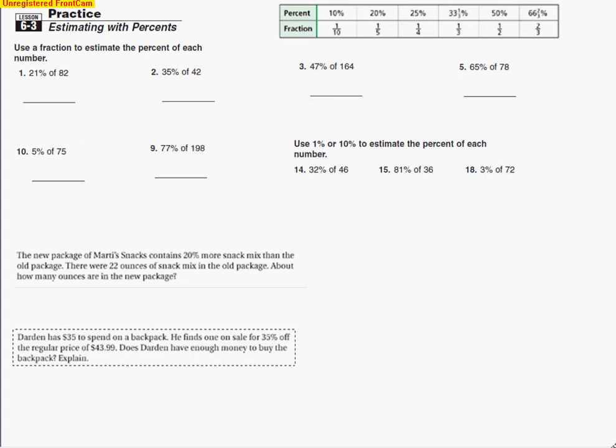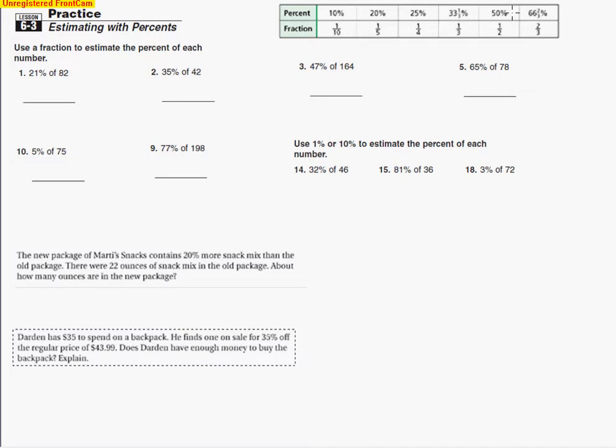Today we will be estimating percents. They have a little chart in the textbook that might help you out. This gives you some of the percents to look at. If we have a 10% or something close to a 10%, we can use 1/10 as the fraction form.